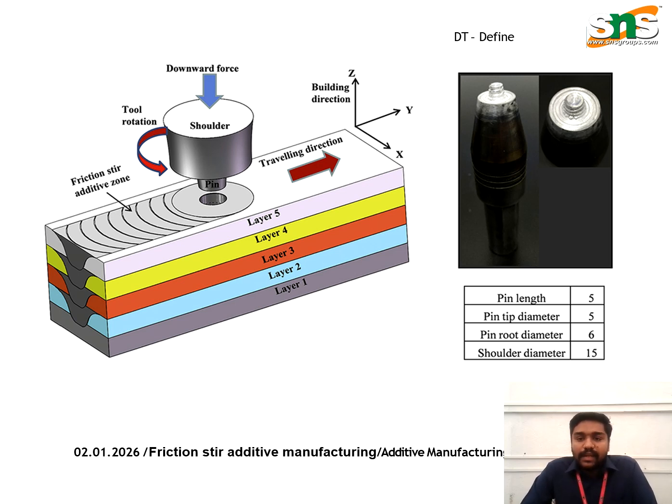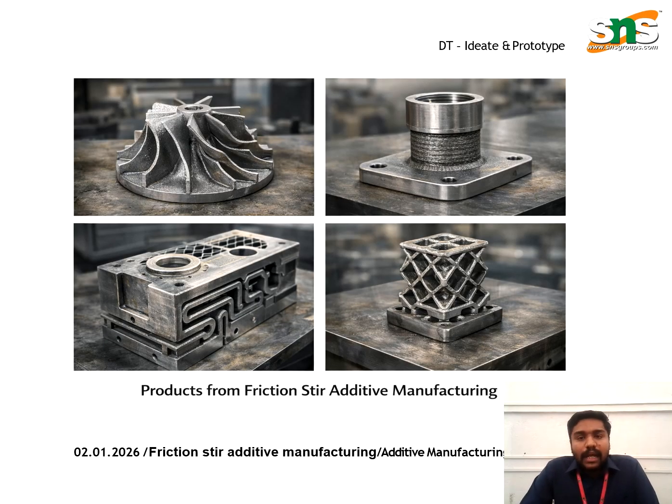From the picture, we can identify the pin length, pin tip diameter, and pin root diameter. So in order to process the friction stir additive zone, we can differentiate based upon the apparatus available in this structure. This is how the friction stir additive manufacturing deposition process is carried out using a simulation method. From this, we can develop the defined stages, which is the second stage in DT. Third will be ideate and prototype.